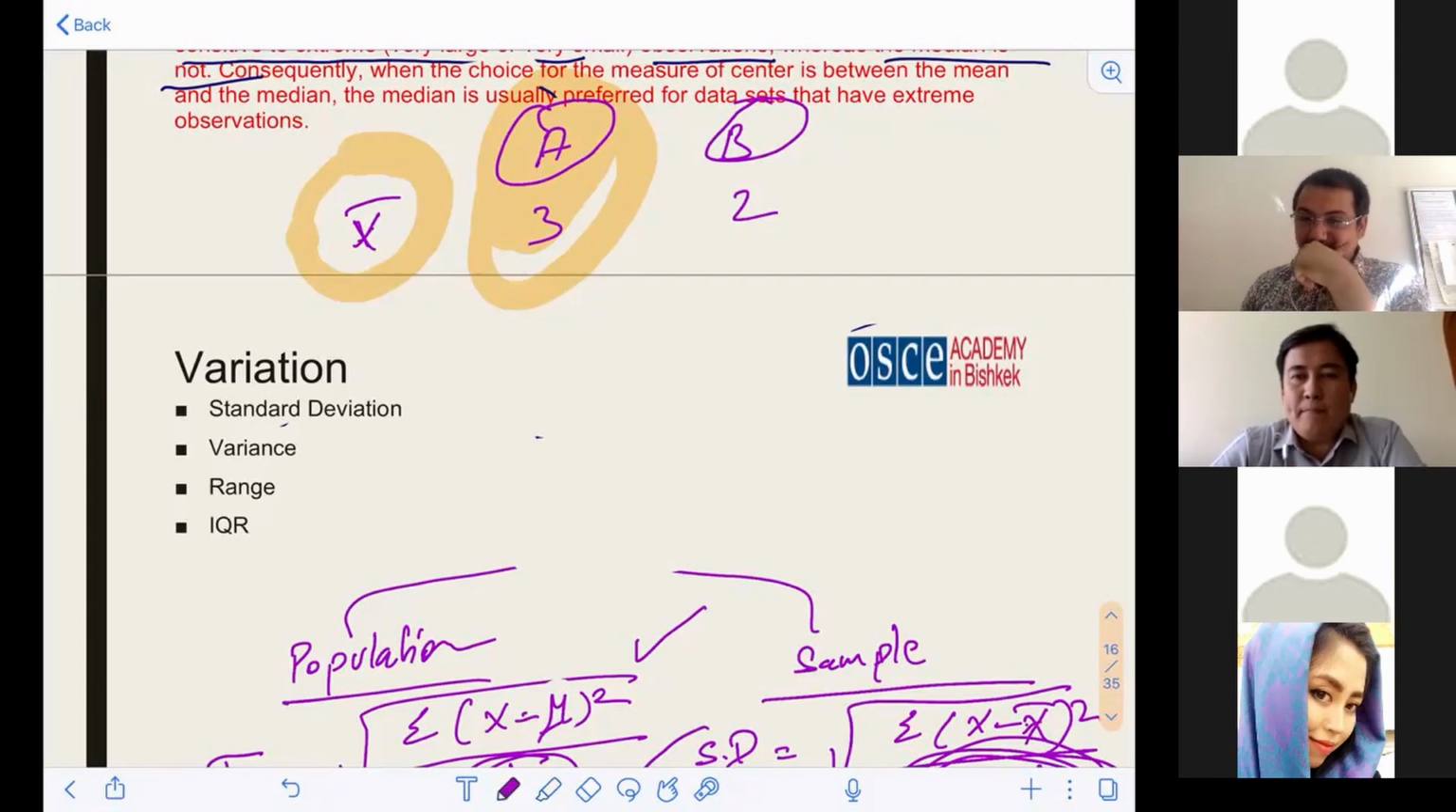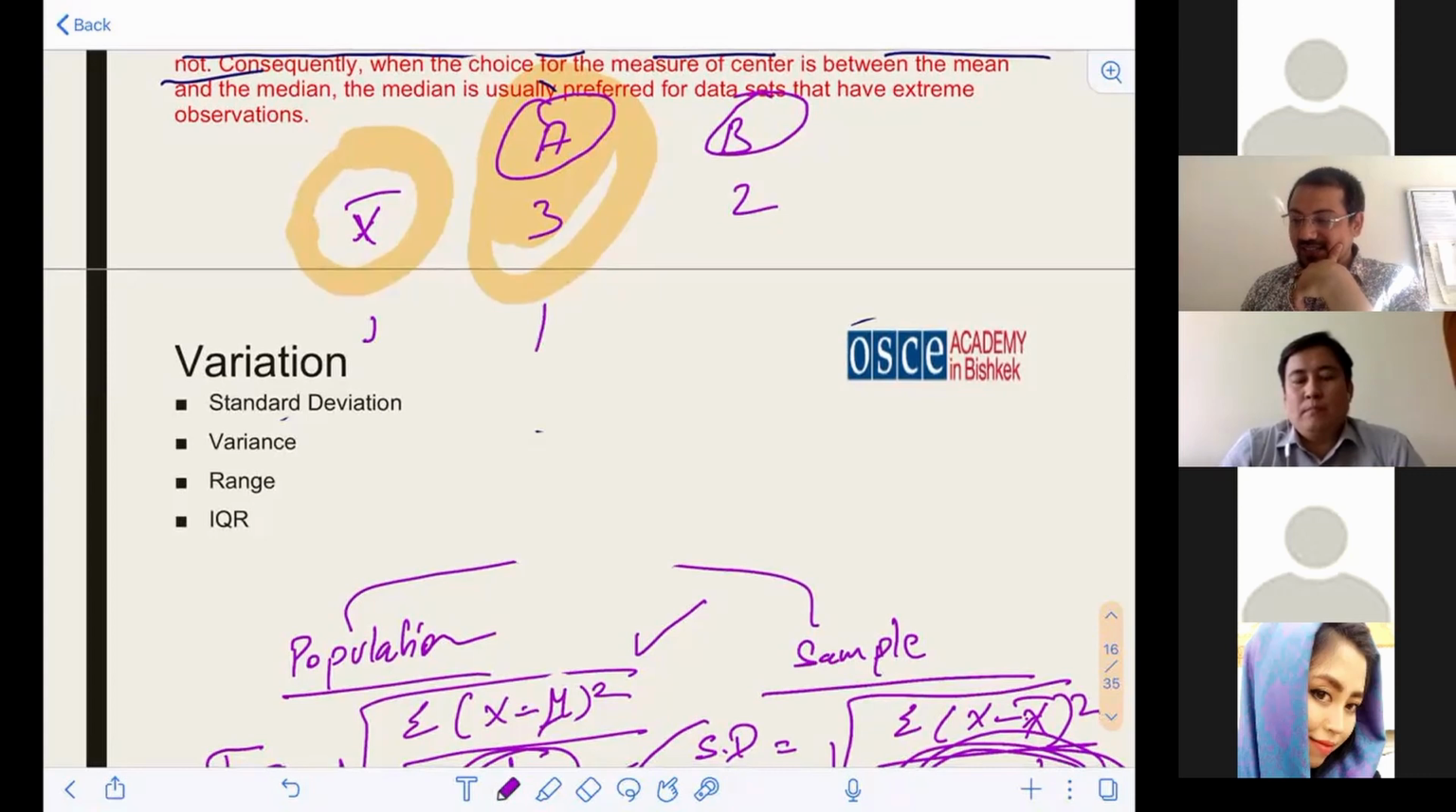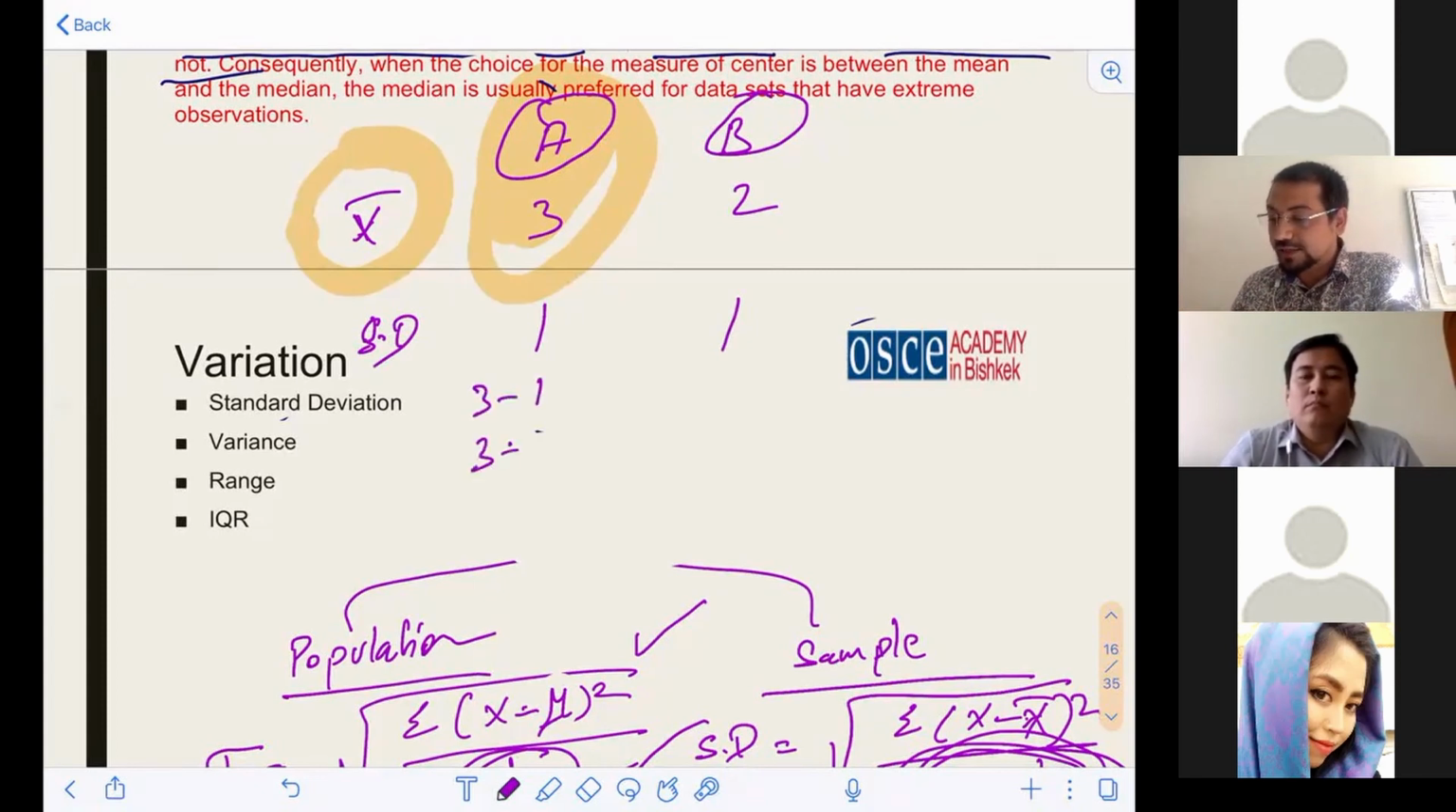But then we are further interested in knowing how much he deviates from the average. So for example, this guy's standard deviation is, let's say, 1, and this guy's standard deviation is also 1, for example. So both are equal, so what does it mean? Okay, so his average is actually 3 minus 1 to 3 plus 1.